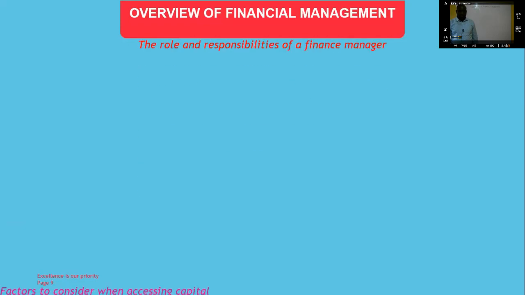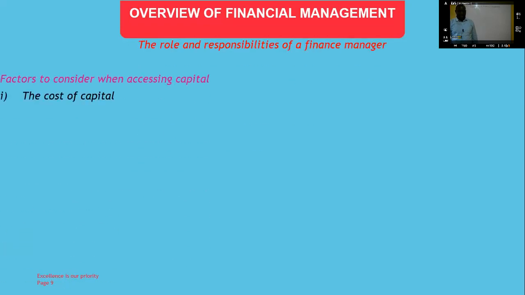Now, before we look at something else, let's look at the factors to consider when accessing capital. What are the factors that as a finance manager you need to consider before you can access capital? The first one is the cost of capital. How much will it cost us to acquire that capital? Be it equity capital, corporate bonds, government bonds, are we issuing some preference share capital? Are we issuing debentures? How much is the cost of obtaining that capital?